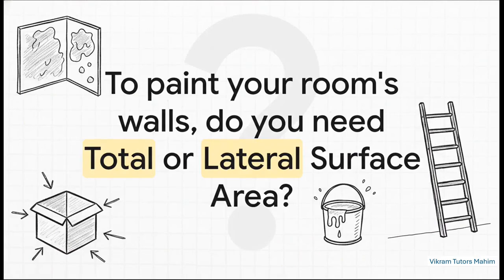So, as we finish up here, I want you to do something. Just look around the room you're in right now. Chances are, it's a cuboid. Now, if you wanted to repaint just the walls, which tool from our toolbox would you need to figure out the area you need to cover? Would it be total surface area or lateral surface area? See, the answer is right there in front of you.